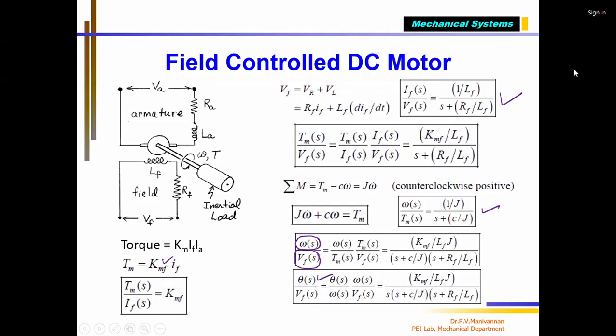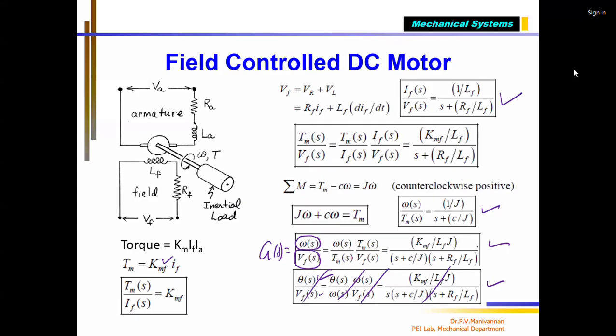Now I can write a final equation. Omega, I can write in terms of theta also, correct? Angular velocity and theta both I can write. If I write like this, theta divided by input voltage equals theta S divided by omega S into omega S divided by VF. So I can write the final transfer function like this. I think we will ignore this. Right now you take this. Okay. So motor speed divided by input voltage. This is nothing but G of S, the transfer function, equal to Km divided by LF into J and S into C J divided by S plus this one.